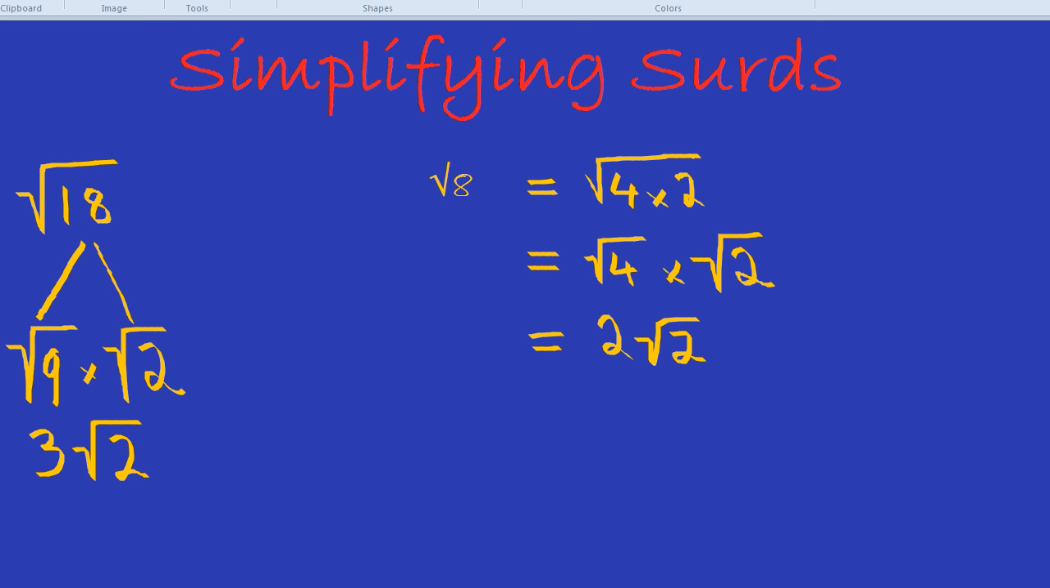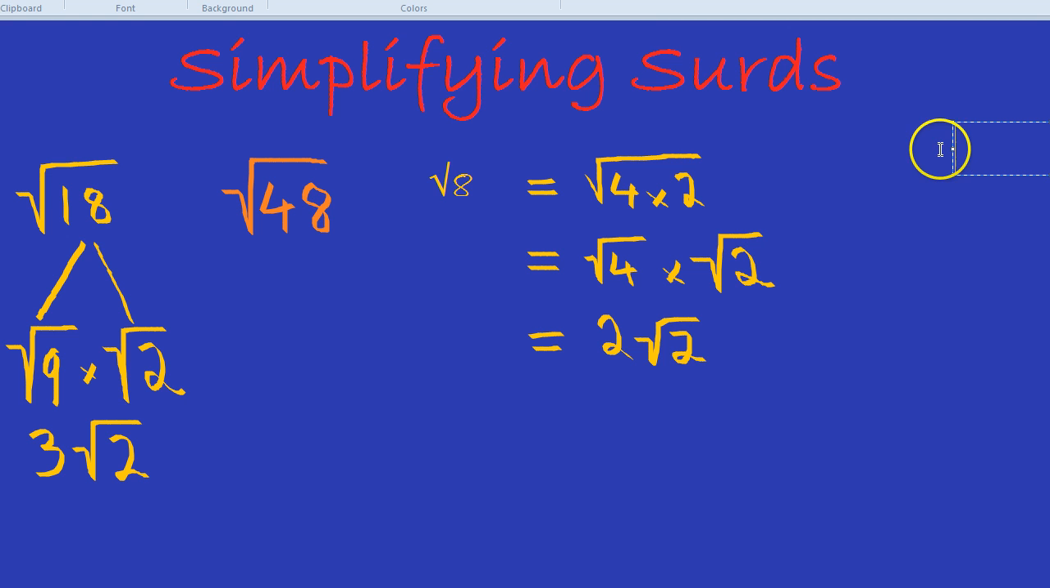Let's try another one. How about 48? So the square root of 48. You may think, well, 4 definitely goes into 48, so let's do that. But the trick is to find the biggest square number which goes into your root. If we did 4, what would happen is we'd simplify it, but then we'd have to simplify what's left because we didn't find the biggest square number in the first place. So let's try to find the biggest square number which goes into 48.